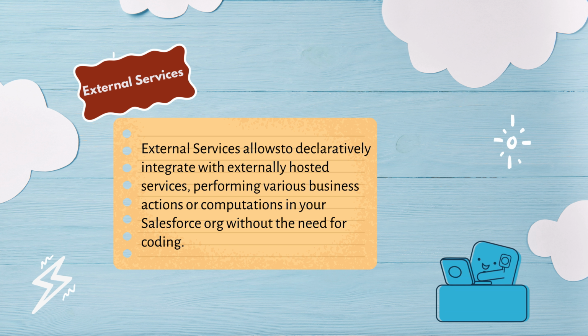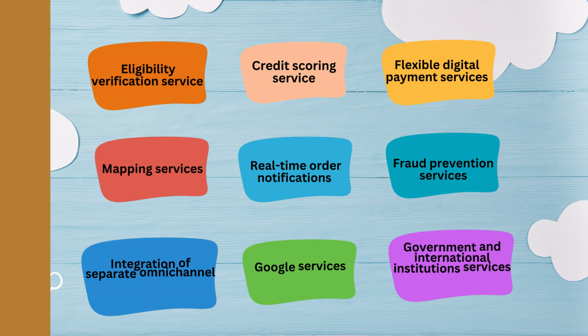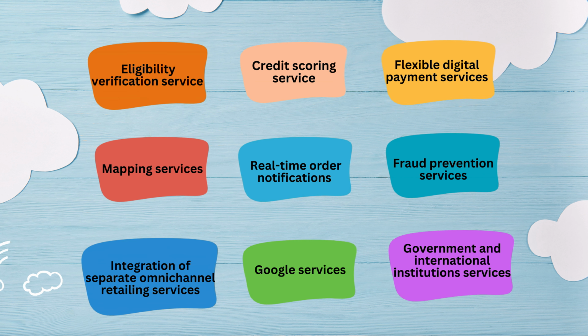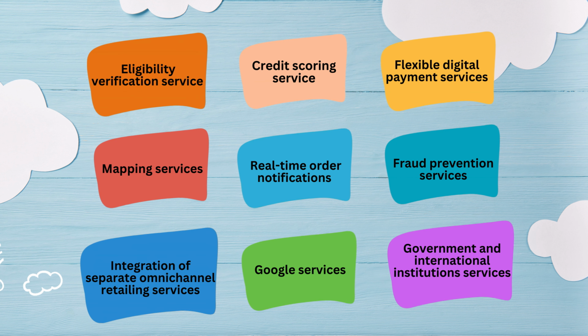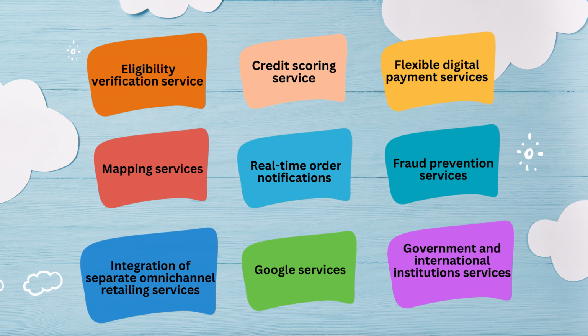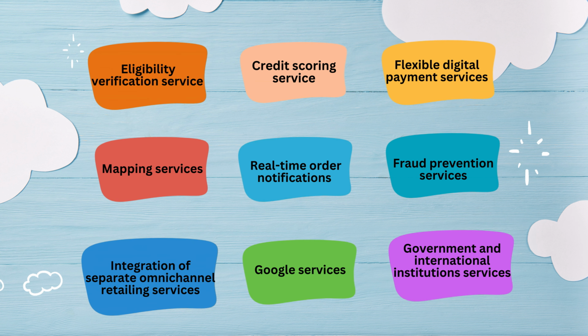What kind of third-party services can you integrate into your Salesforce org? Here are a few examples. Credit scoring service on your Salesforce account detail page. Eligibility verification service for discounts. Flexible digital payment services. Mapping services with visualization tools. Real-time order notifications in Slack. Fraud prevention services. Integration of separate omni-channel retailing services.